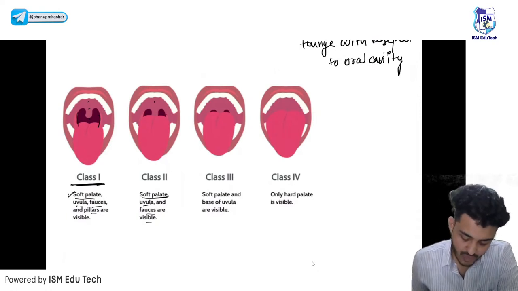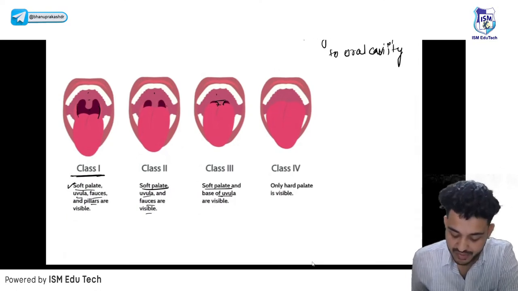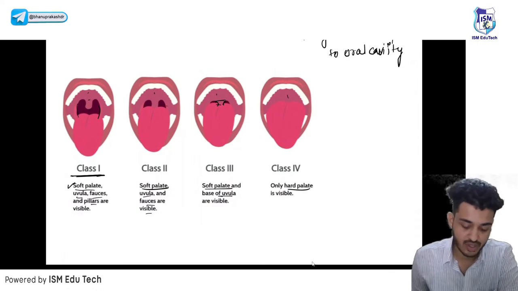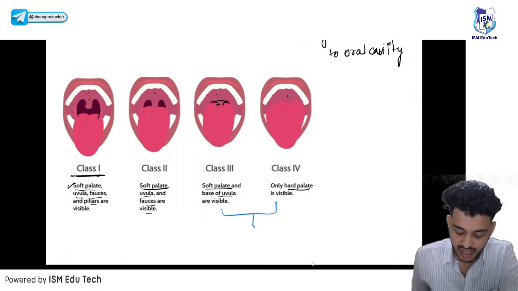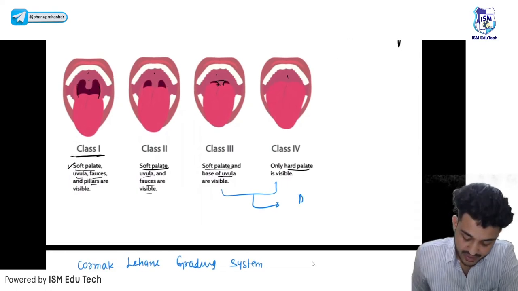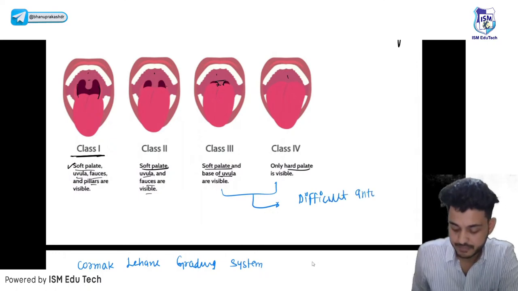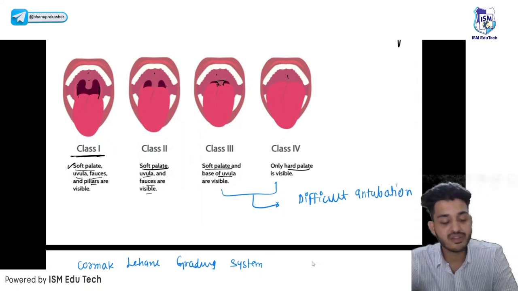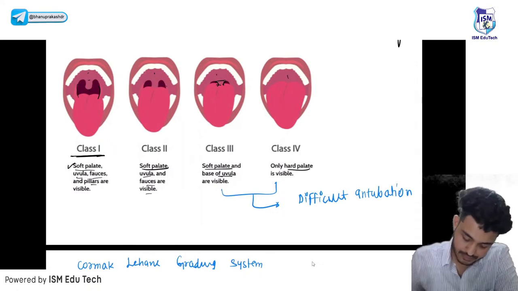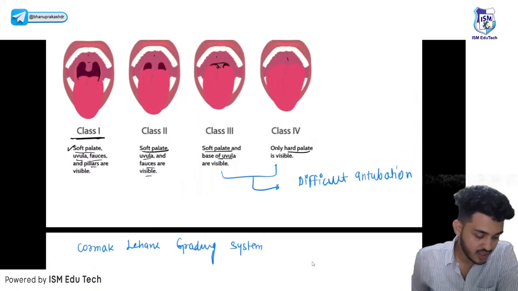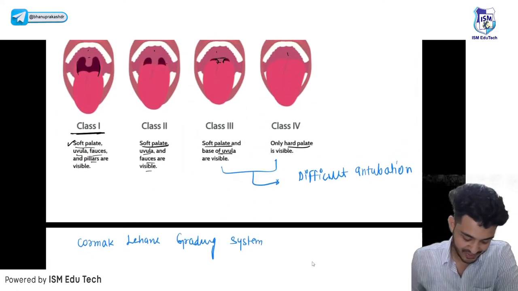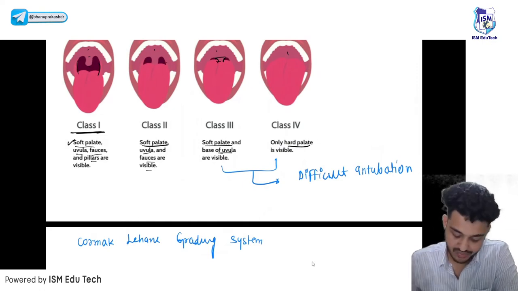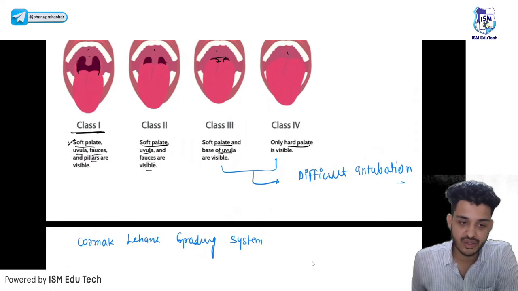In class 3, only the soft palate and the base of the uvula are visible. Look here, only the base is visible along with the soft palate, okay. And in class 4, only the hard palate is visible, okay. So class 3 and class 4 are indicative of difficult intubation, okay. What will happen in class 3 and class 4? There will be difficulty in intubation, okay. It is not too much. We are going to cover everything till the end of the class, and we are going to revise everything, okay.